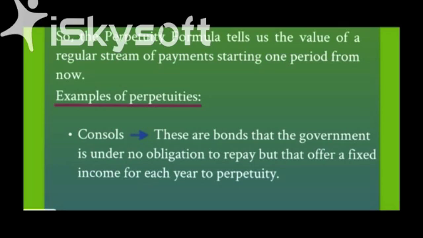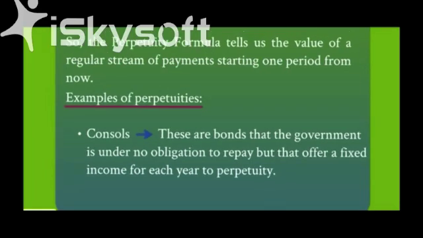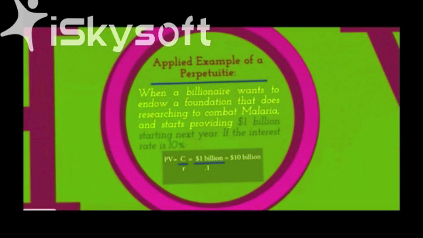Examples of perpetuities. Consols. These are bonds that the government is under no obligation to repay, but that offer a fixed income for each year in perpetuity. Applied example of a perpetuity. A billionaire wants to endow a foundation that does research to combat malaria and starts providing $1 billion starting next year. If the interest rate is 10%, then the formula would be 1 billion divided by 10% equals 10 billion.